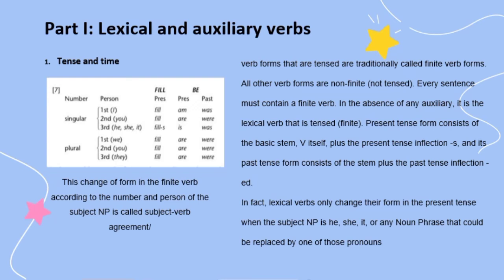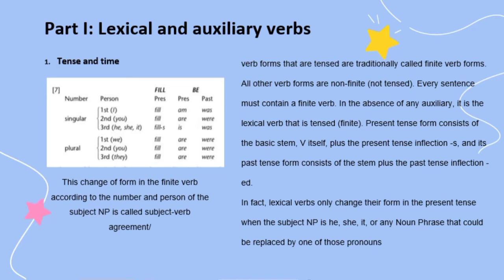And this is part 1, lexical and auxiliary verbs. Number 1 is tense and time. Verb forms that are tensed are traditionally called finite verb forms. All other verb forms are non-finite, or not tensed. Every sentence must contain a finite verb. In the absence of any auxiliary, it is the lexical verb that is tensed or finite.